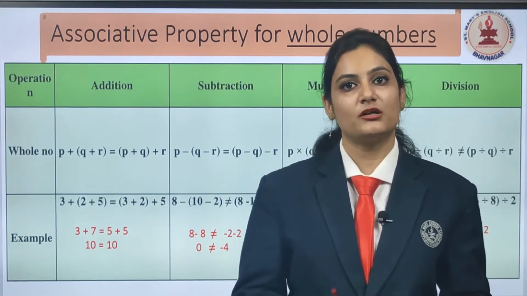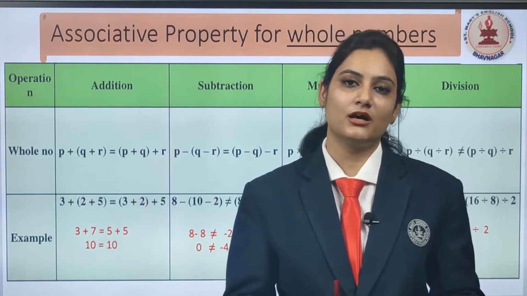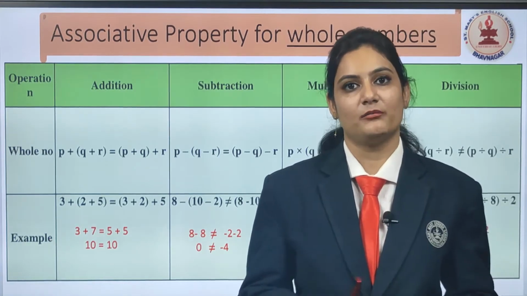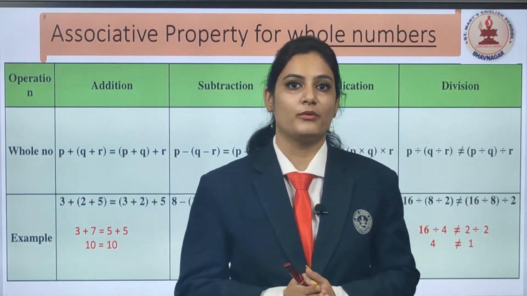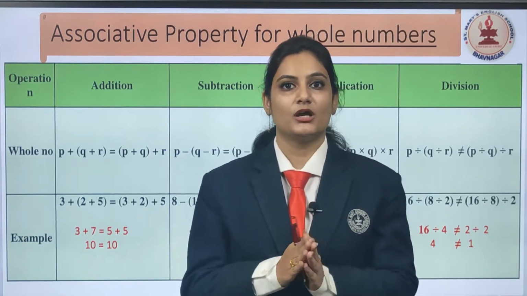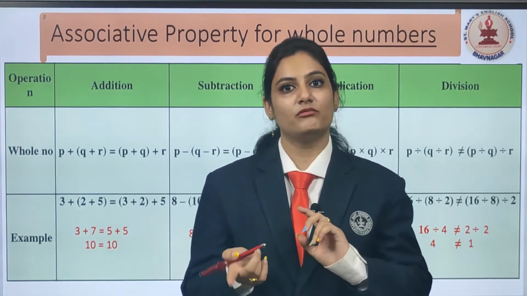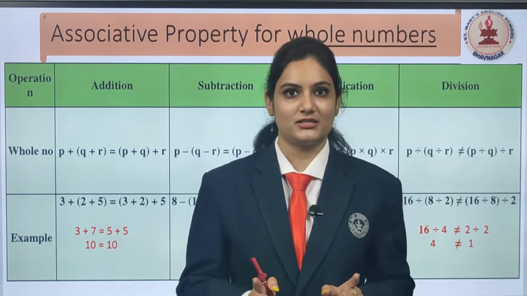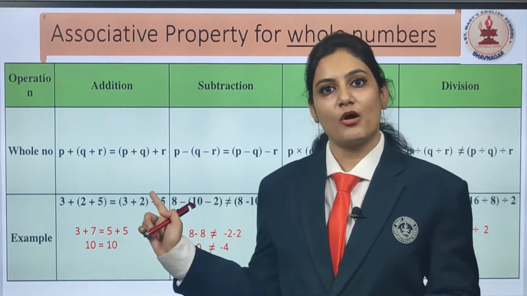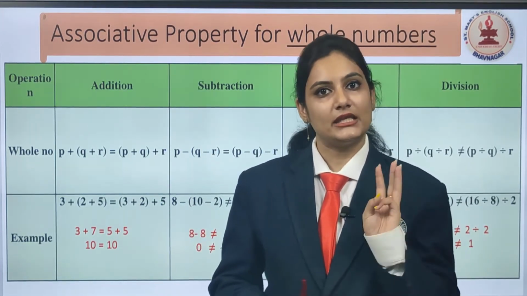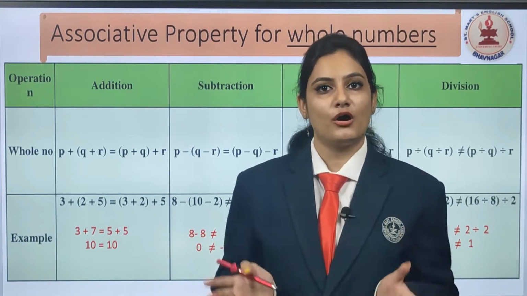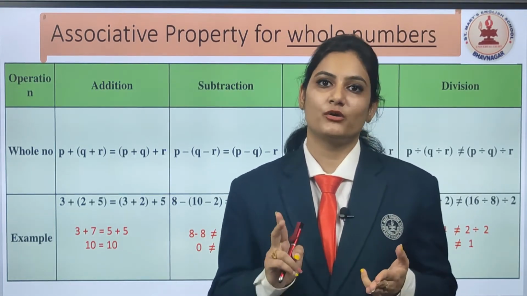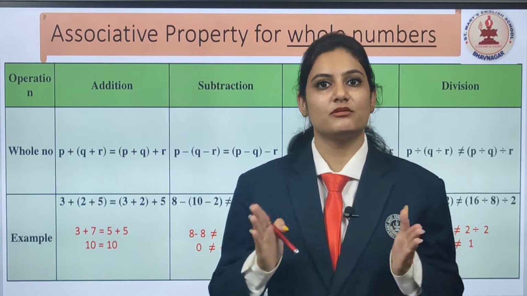Before learning associative property for rational numbers, we will understand the associative property of whole numbers and integers, and then we will go towards the rational numbers, okay? Now what is associative property? You have learnt commutative property. Only two numbers we were taking, and then we were changing the order of those two numbers, and then we were seeing whether LHS is equal to RHS or not. Now in associative property we will take any three numbers, and we will change the order of their operations, whether we are doing addition, subtraction, multiplication, or division.